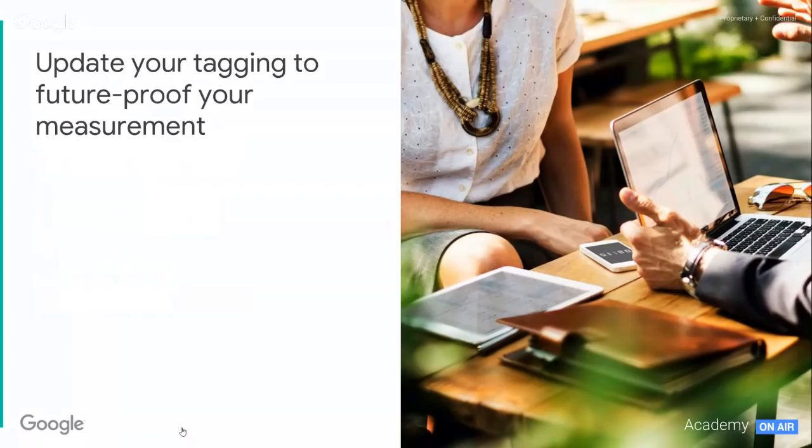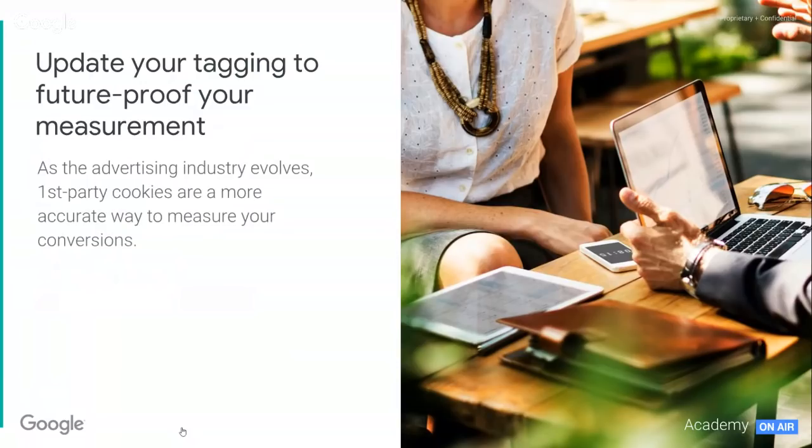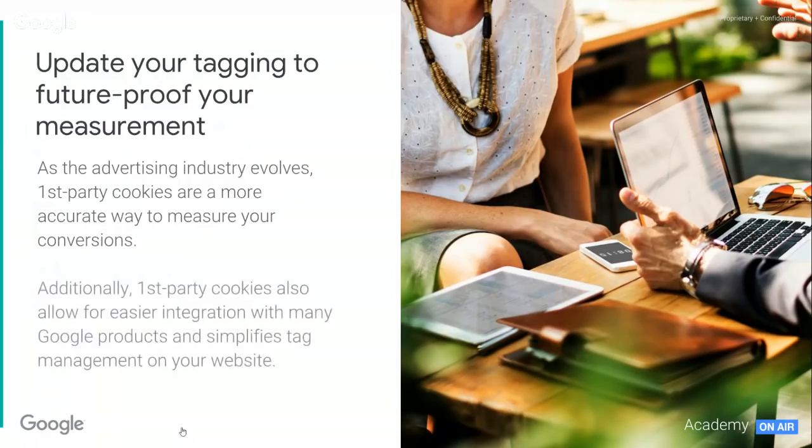So basically, we have asked some of you to update your tagging or your conversion tracking to future-proof your measurement, particularly on site-wide tagging. The advertising industry is evolving towards using more first-party cookies as a more accurate way of measuring conversions. These also allow better integration with some of our Google products, in particular Google Tag Manager and gTag, and simplify tagging management on your website.